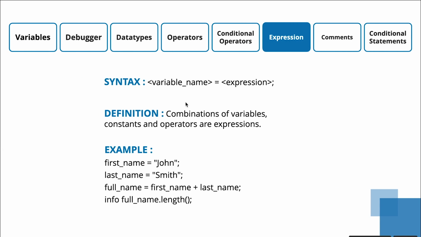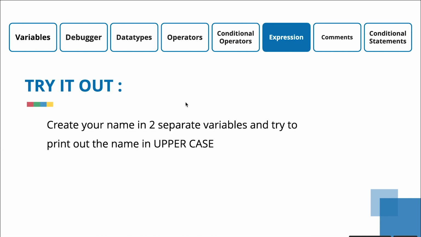Let's take yet another example. Try this out with me, guys. Create your name in 2 separate variables, just like John and Smith. Put in your first name separately, last name separately, concatenate them together, and print it out in uppercase instead of figuring out the length this time.